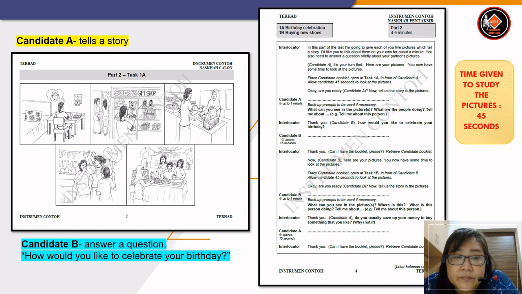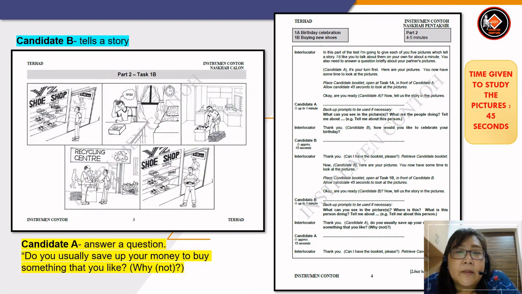And then candidate B has to answer a question. For example, how would you like to celebrate your birthday? Let's look at candidate B. Now candidate B tells a story.